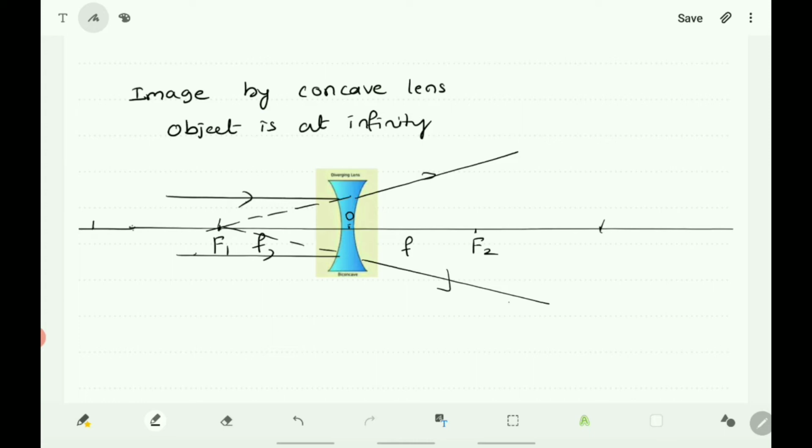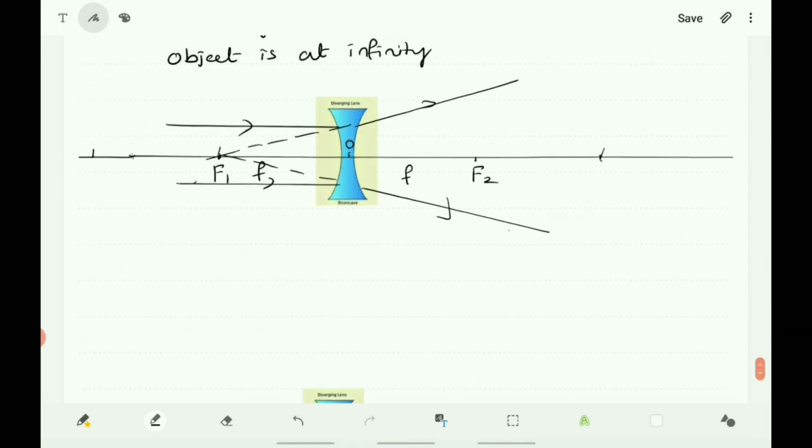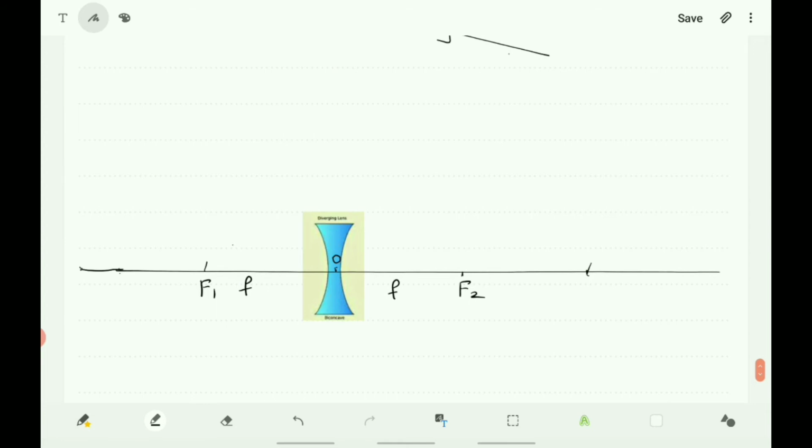So you'll get the image at the principal focus on the same side, and this is a highly diminished and virtual image. So this is the ray diagram for the image formation by the concave lens when the object is at infinity. Now let us consider the position of the object anywhere between the optic center and infinity.